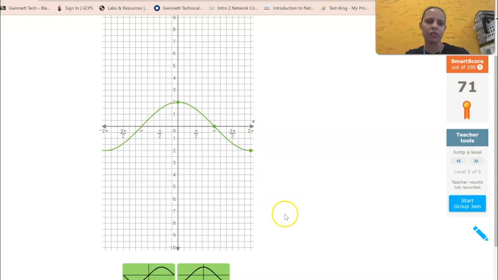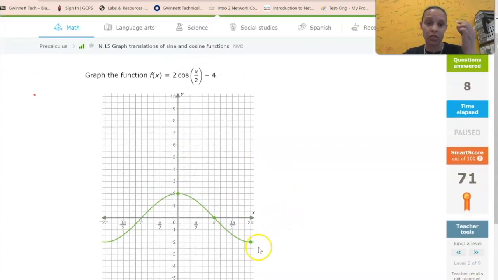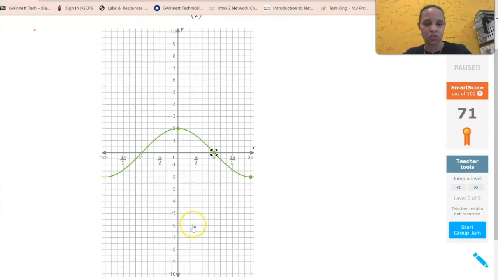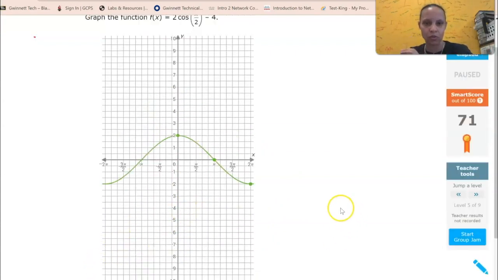So be careful with this one. This is one of the ones you have to be careful with because it doesn't start at 0, 0. You have to do that kind of like little maneuver.